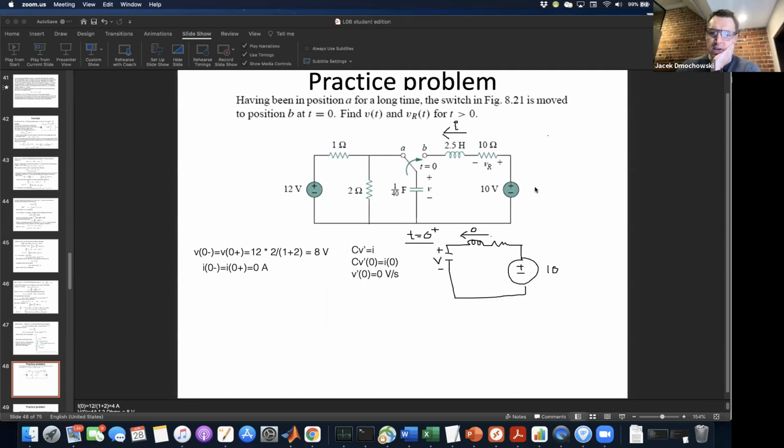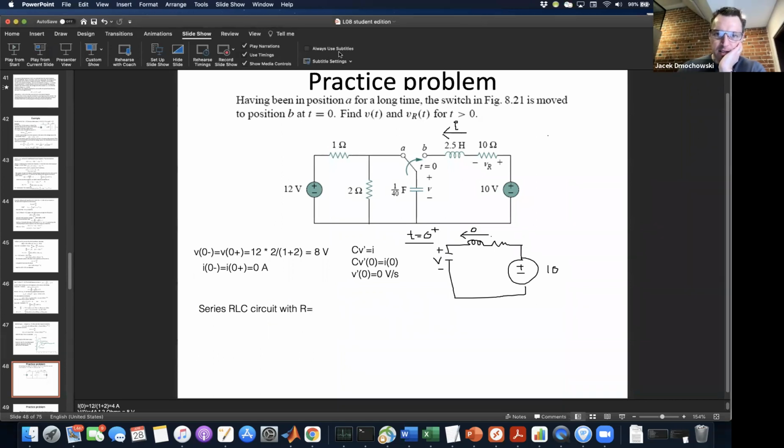All right. So this is a series RLC circuit with R equal to what? What is the value of R in this RLC circuit that we're considering? Excellent, Jonathan, that's great. It's absolutely equal to 10. Okay, so R is equal to 10.